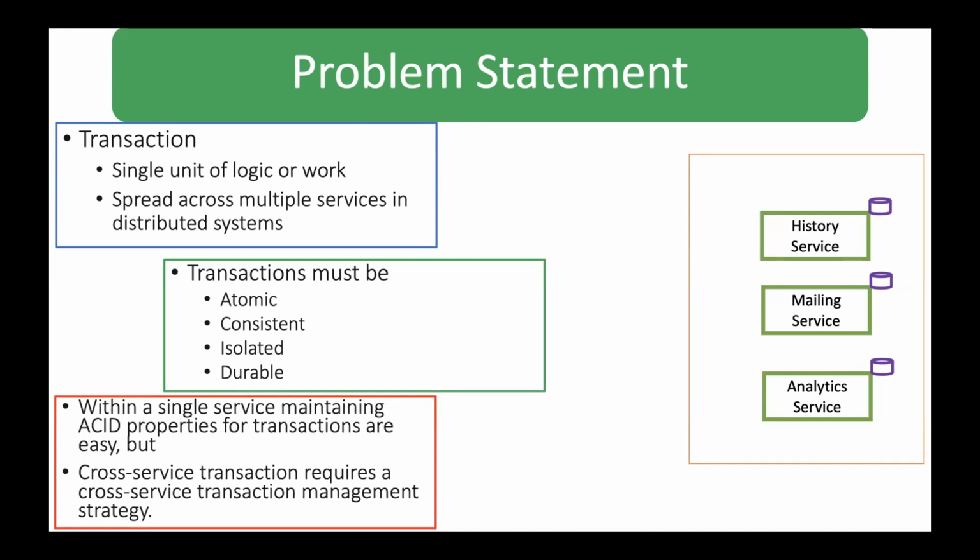Are you getting it, guys? So you talk about the problem statement. Within a single service, maintaining asset properties or transactions is easy. But when you talk about cross-service management, a transaction requires a cross-service transaction strategy. That means when different types of applications are communicating with each other, maintaining such kinds of transactions is very difficult.